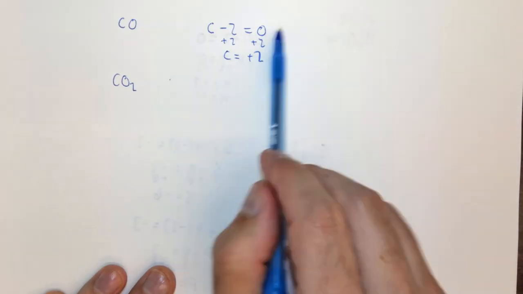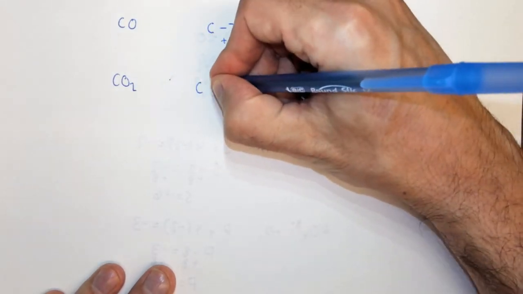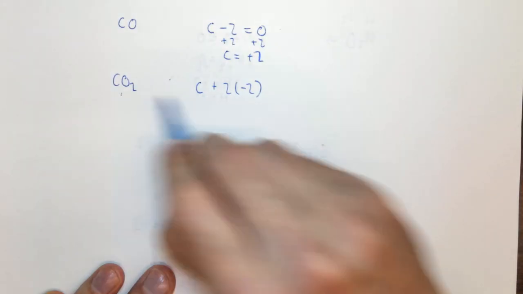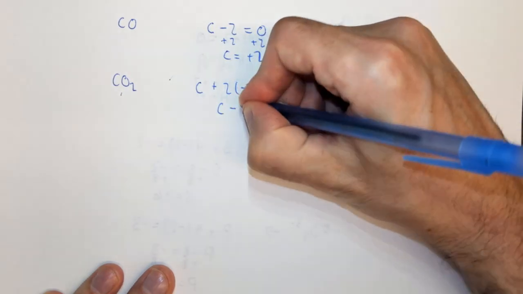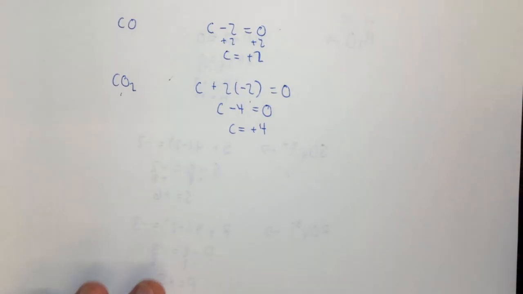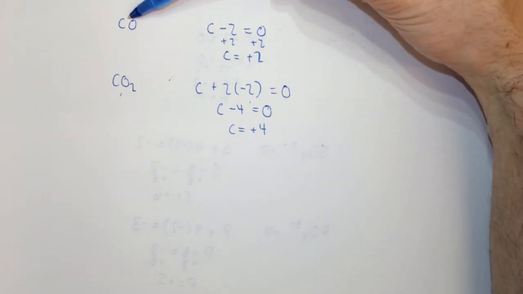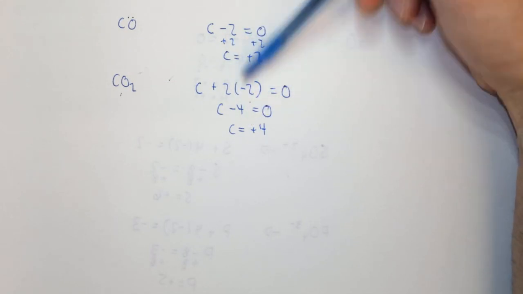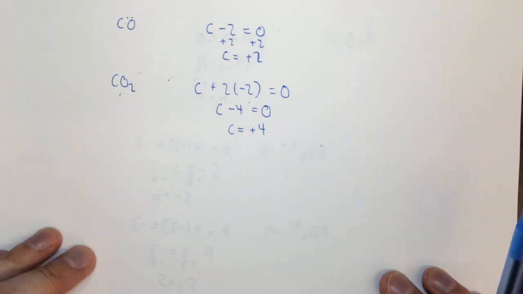These are neutral, so it's 0. Here we have carbon plus 2 times -2, 2 oxygens, each with an oxidation state of -2, equals 0. Carbon - 4 equals 0. Carbon equals +4. So in this case, carbon's oxidation state is +2. In the carbon dioxide case, it is +4. So they are not both the same, even though they're both carbon and oxygen containing compounds.